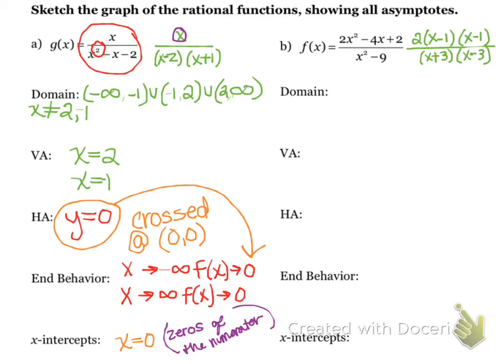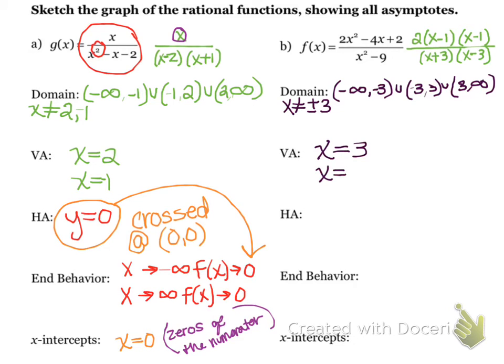So nothing cancels out, but what we know right now is that we have a domain where x can't be positive or negative 3. So negative infinity to negative 3, negative 3 to positive 3, and then positive 3 to infinity. Well, why can't it be positive and negative 3? Because that's where I have 2 vertical asymptotes.